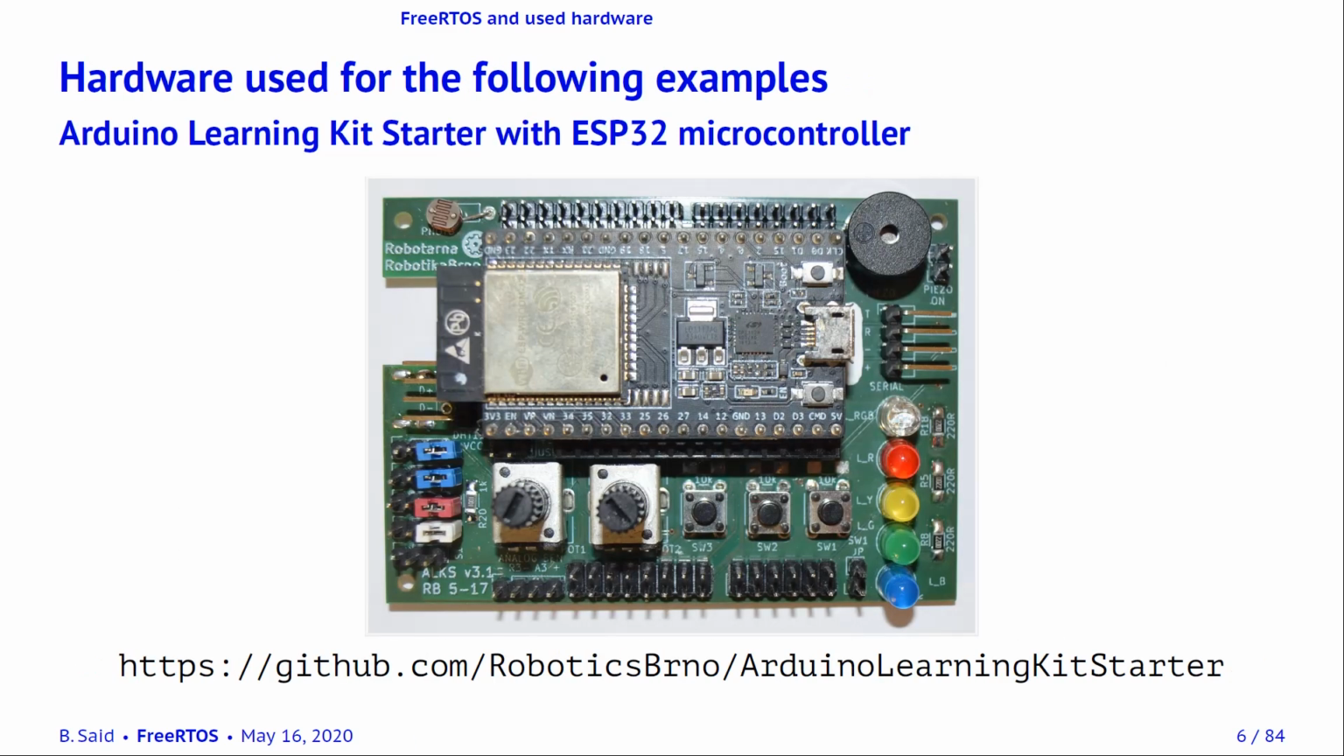We will use the Arduino API for building the examples and for blinking with light emitting diodes. Here the ESP32 is mounted on the Arduino Learning Kit Starter, which is an electronic board for beginners and contains several basic peripherals like LEDs, buttons, potentiometers, speaker, sensors, or connectors. We will use the connected LEDs for visualization of the FreeRTOS task.